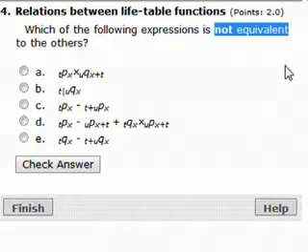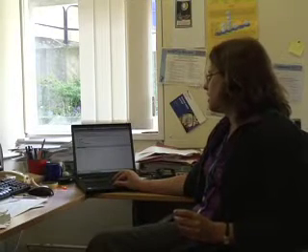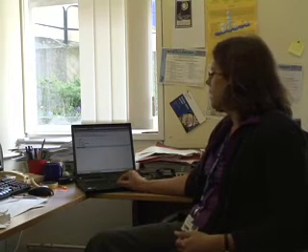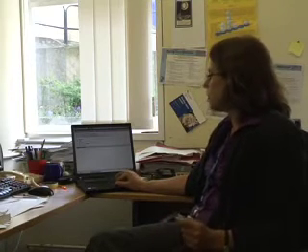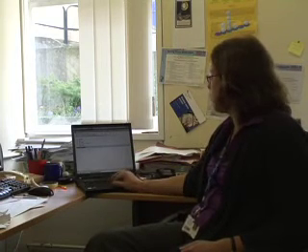So the student has to go away, they have to think, how can I relate these symbols in terms of these symbols? Is this the same? Is this not the same? And because it's a question which says which is not equivalent, they really have to go through and check all of the possible answers. And then again, you can give feedback based on what they've selected.